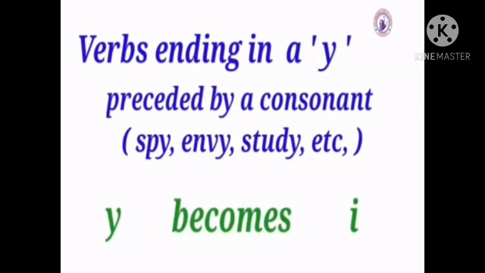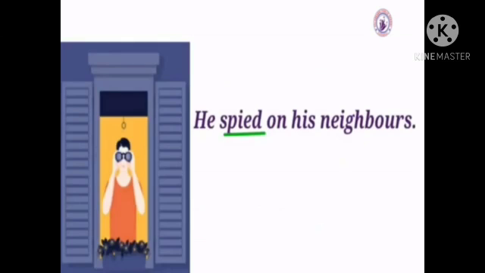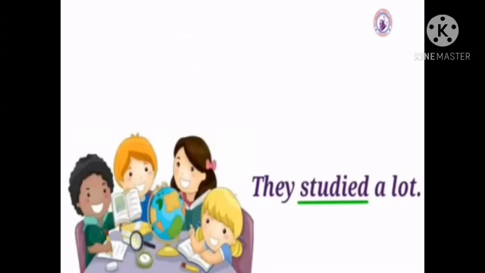For verbs ending in a y preceded by a consonant, examples are spy, envy, study, etc., the y becomes i and ed is also added to the base verb. For example, he spied on his neighbors. Here spy is the base verb and y becomes i and ed is added after the verb.